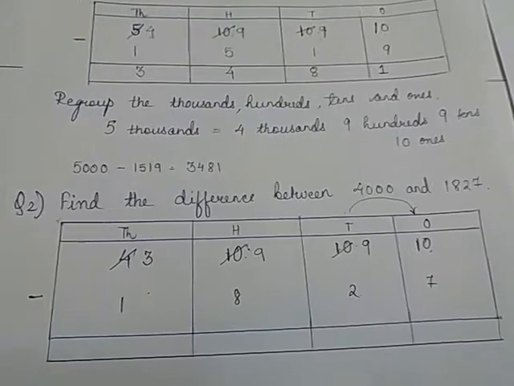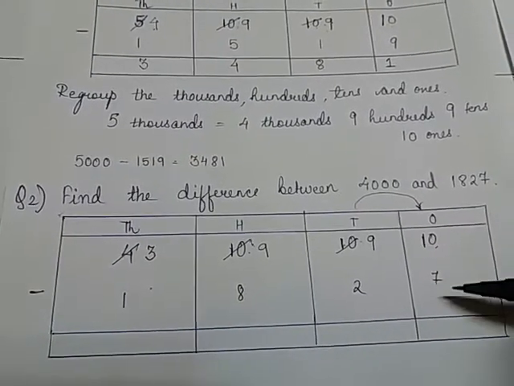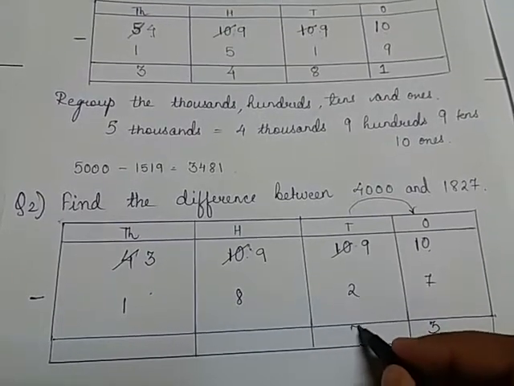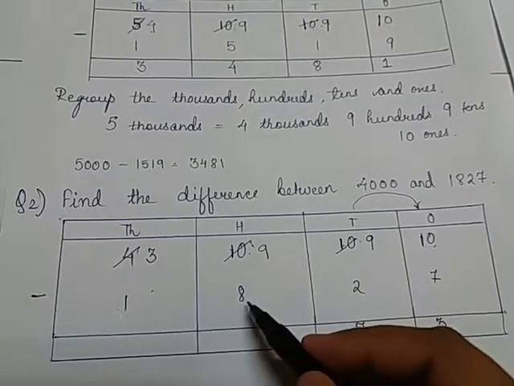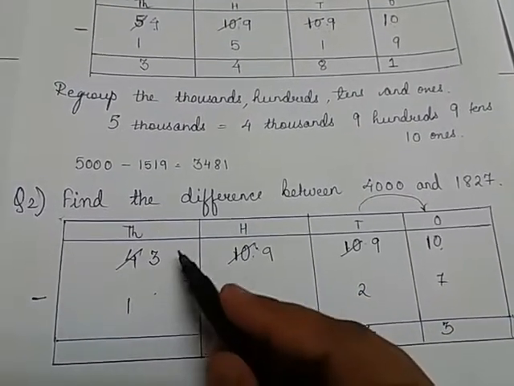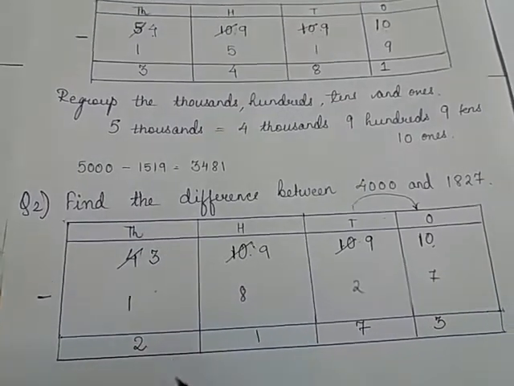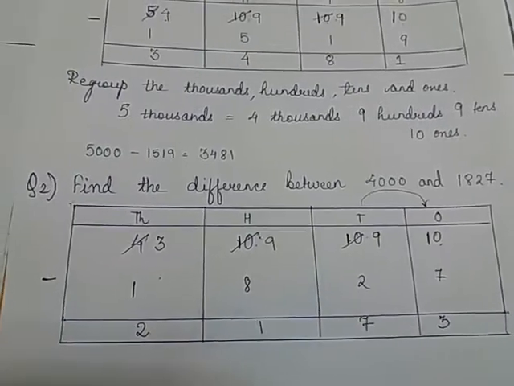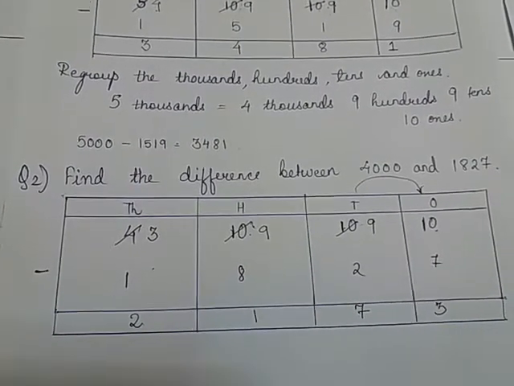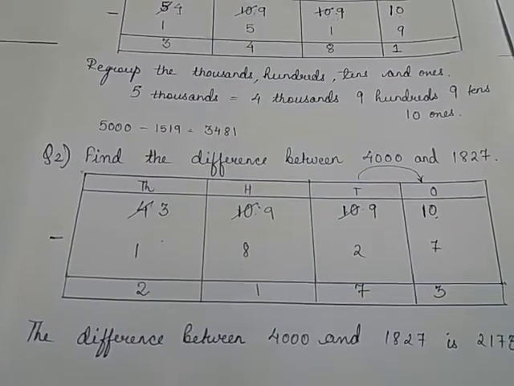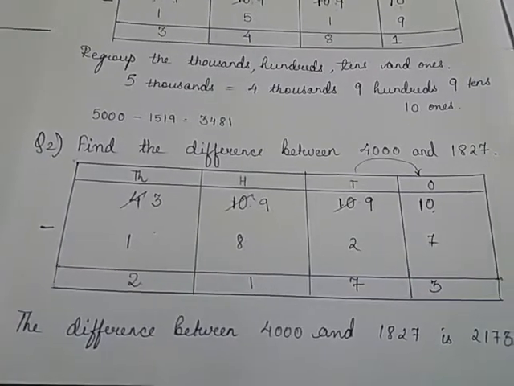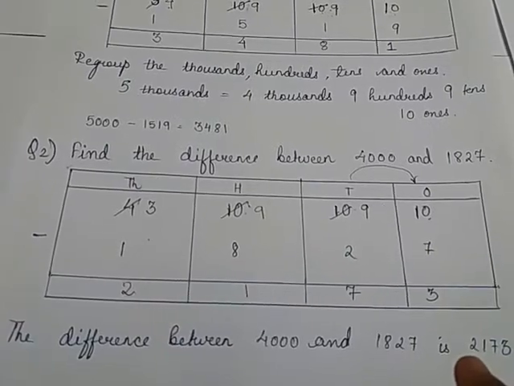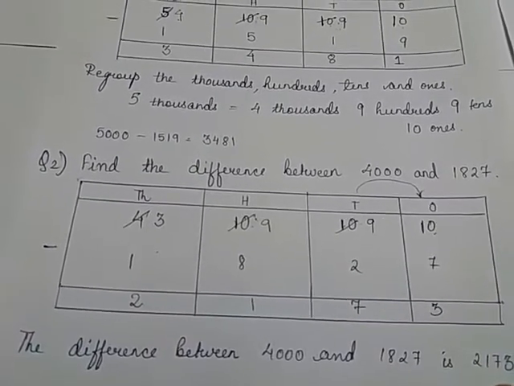Now we will start subtracting. 10 minus 7 is 3, 9 minus 2 is 7, 9 minus 8 is 1, 3 minus 1 is 2. So the answer is 2173. After solving, we will write it like this. So the answer is, the difference between 4000 and 1827 is 2173.